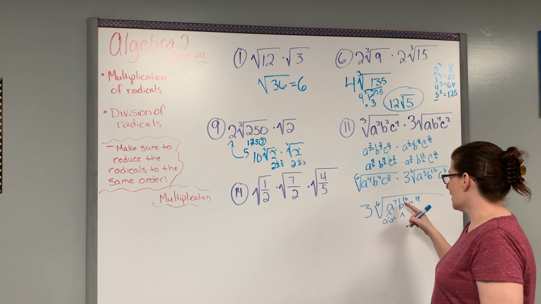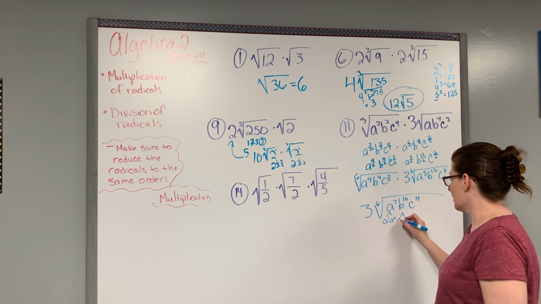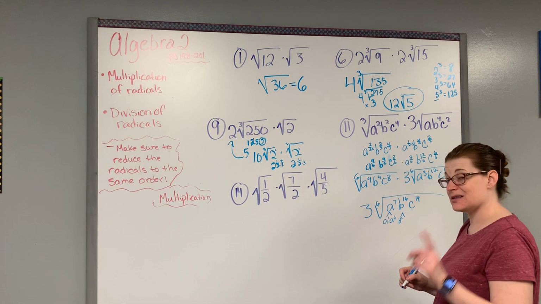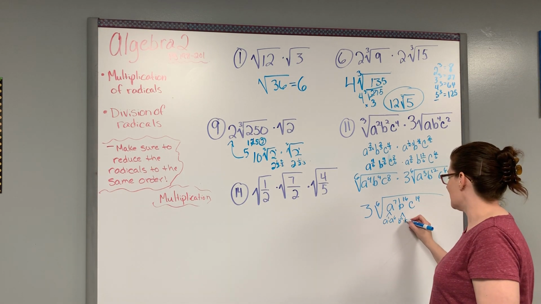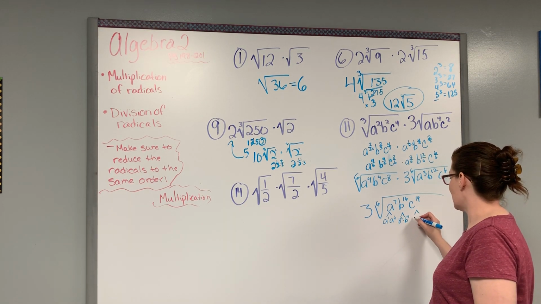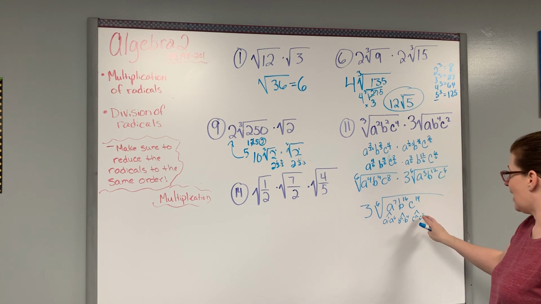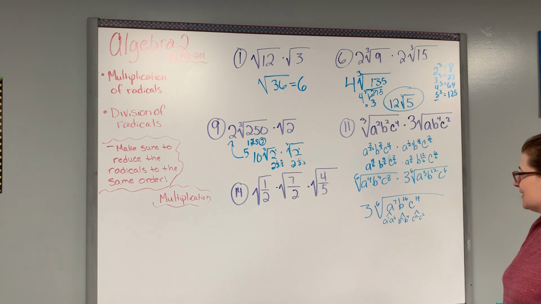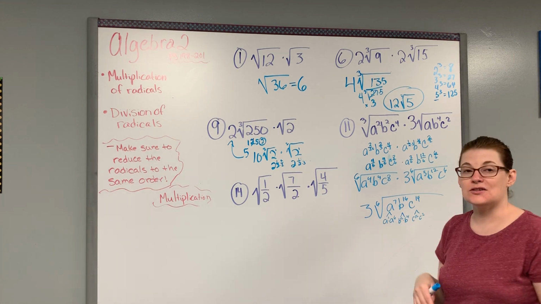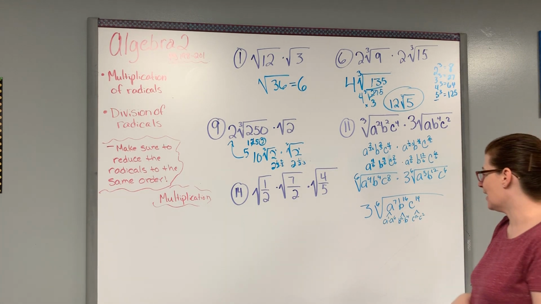On this one, I would have B to the 12th, because that's divisible by 6, and B to the 4th. And then this one, I will have C to the 12th and C squared. Because if I add them, I get 14. If I add those, I get 16. But I have one of each that is divisible by the 6th, okay?